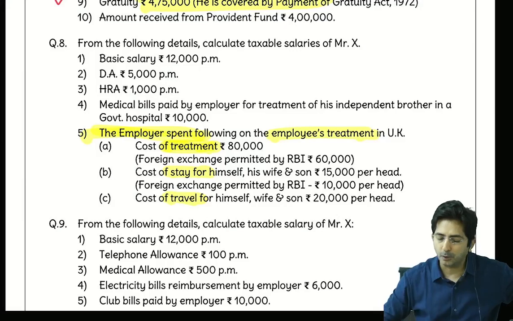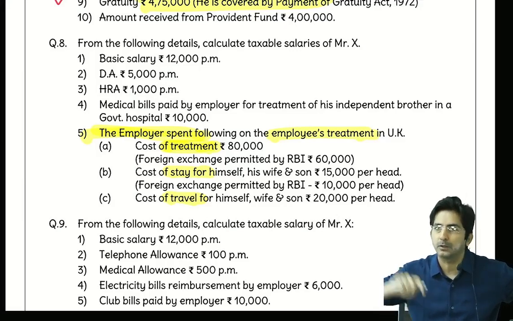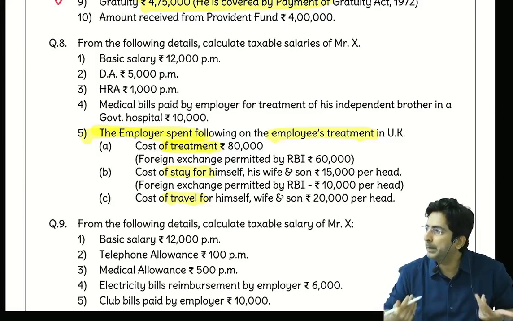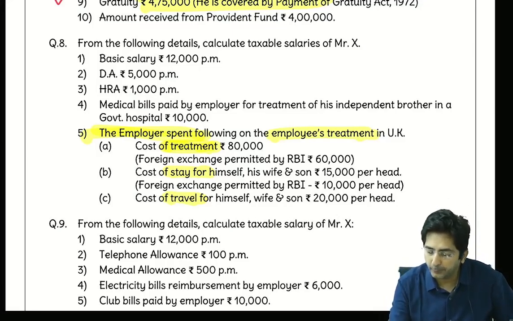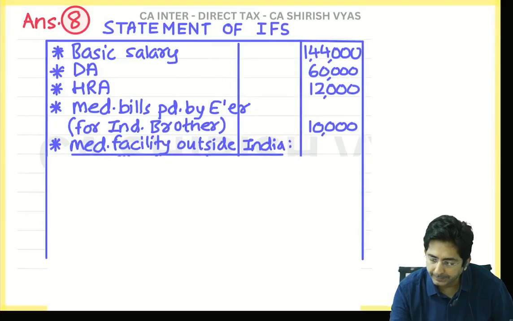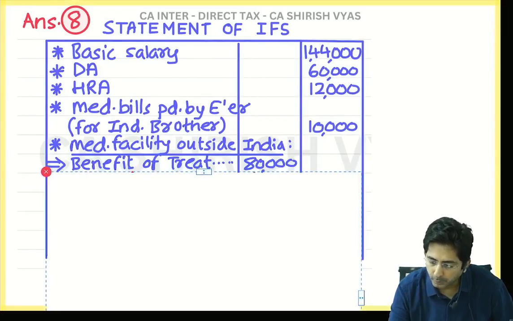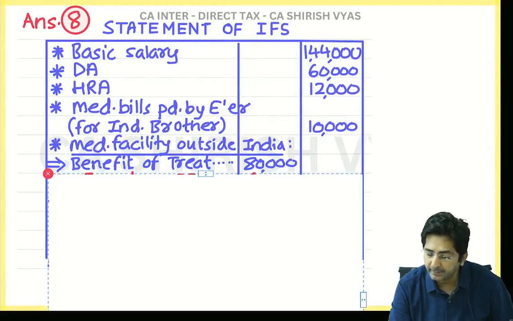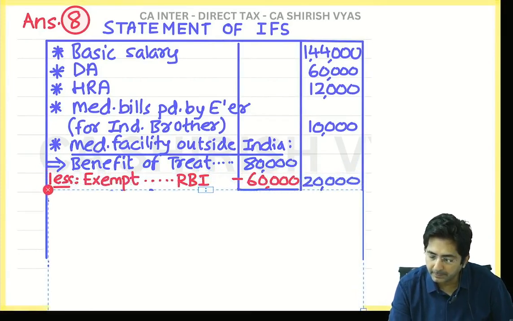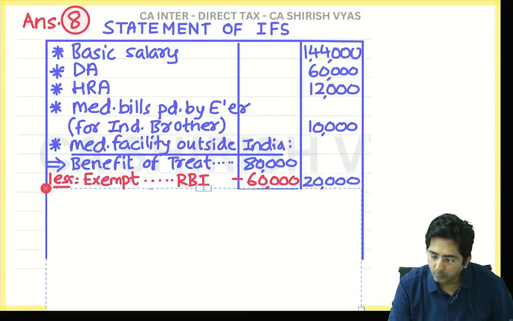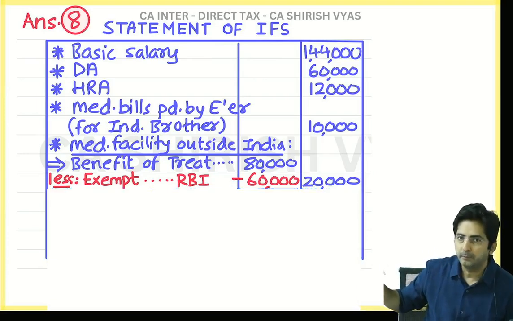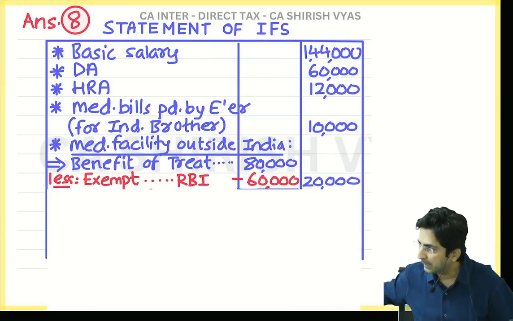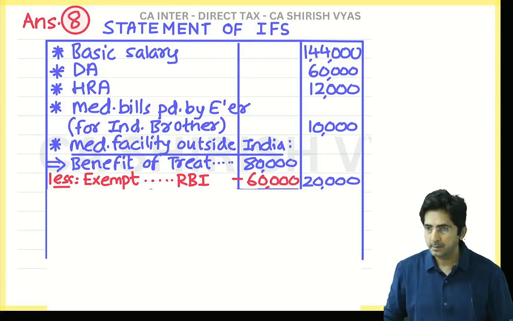See, they have written cost because the company has to bear the cost. But we are thinking from the employee's point of view, so for the employee it's a benefit. So write benefit of treatment. But where will you write? In the inner column, because it is exempt to the extent permitted by RBI. See, I have written here, I don't have much space, so I have written exempt RBI. But you write the full sentence: exempt to the extent permitted by RBI.